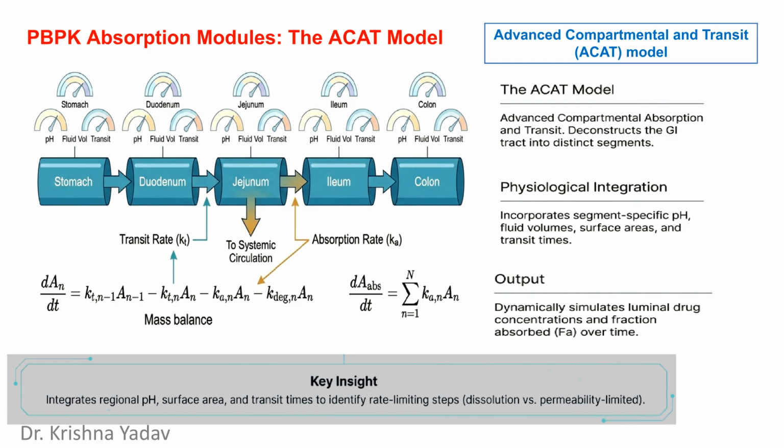The output gives us more than just a number. It simulates luminal drug concentrations at every stage. This provides the key insight researchers need. It identifies the specific rate-limiting steps. Is the drug's success limited by how fast it dissolves, or is it limited by its permeability? By integrating regional physiology with mathematical precision, the ACAT model allows us to predict human absorption with incredible accuracy, helping us fine-tune drug formulations long before they ever reach a patient.